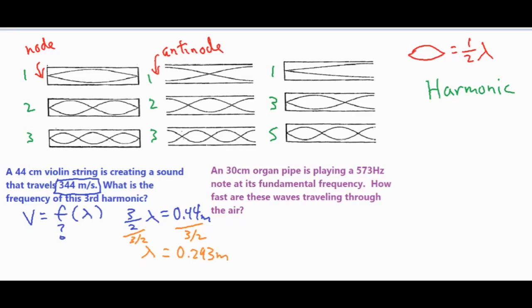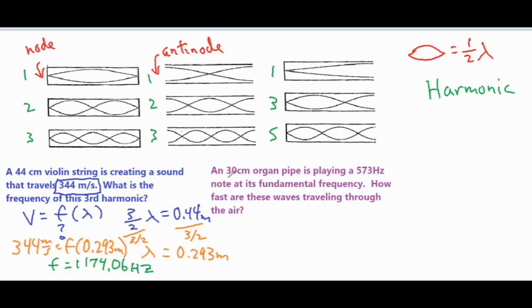0.293. Now we can go ahead and solve for our frequency. We know that our velocity is 344 meters per second. We're looking for our frequency, and we know a single wavelength is 0.293 meters. So if we go ahead and divide both sides by 0.293, then we get our frequency. Our frequency equals 1174.06 hertz.